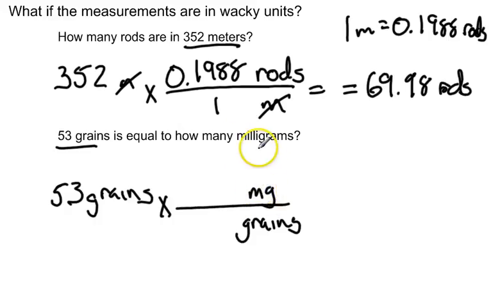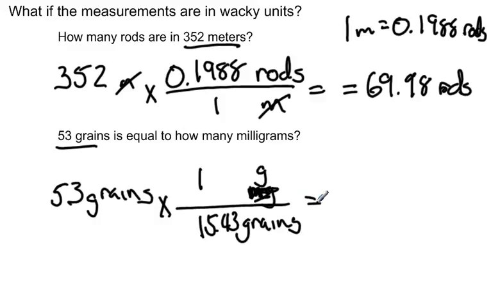I actually didn't look up going to milligrams. I looked up going to grams. So let me get rid of this, and I'm going to say grams here. So grains to grams, it turns out that one gram is 15.43 grains.